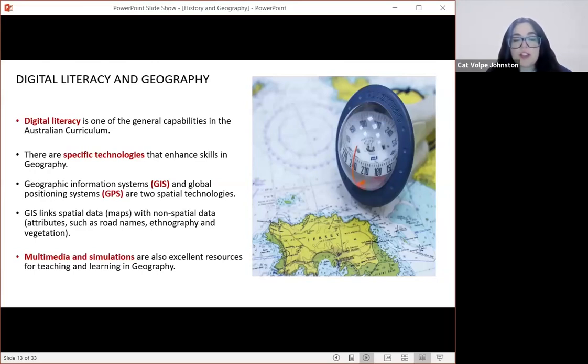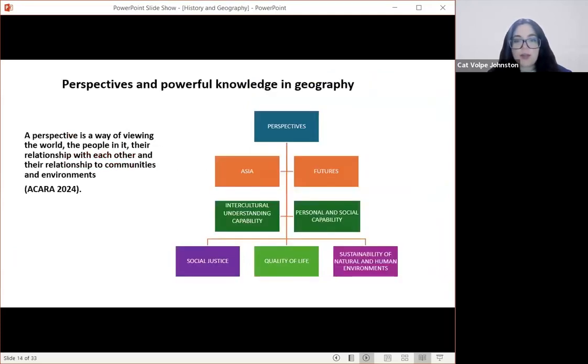There are different types of multimedia and simulations, which are also excellent resources. It's important that if you're not familiar with these types of technologies, you take the time to become familiar with how you can use these in the classroom to understand the topic that you're looking at, and where it's appropriate to use these technologies to teach a certain topic.